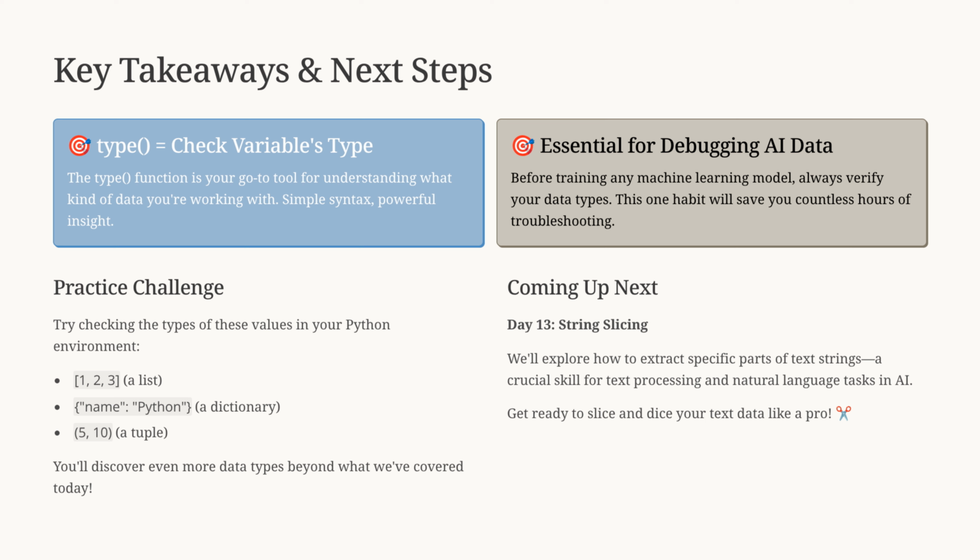Here's a quick practice challenge for you. Check the types of a list, a dictionary, and a tuple in Python. This will help you explore even more data structures as you go. You've done an amazing job completing day 12. Now you know how to inspect and validate your data, a foundational step every AI engineer relies on.